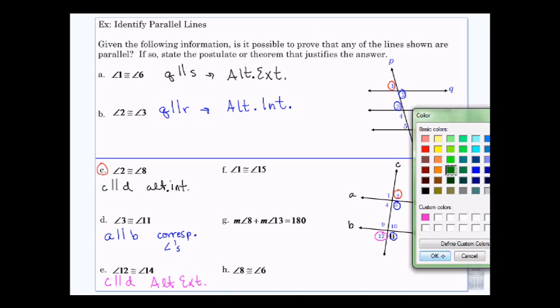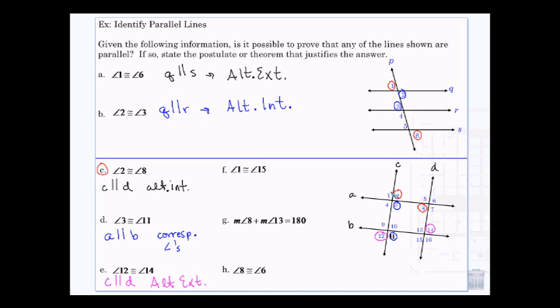Let's do green. I have 1 and 15. So for D, now look at this, 1 and 15. One's exterior, one's interior. Well, but no, it's not just that. Angle 1 touches A and C. Angle 15 touches B and D.